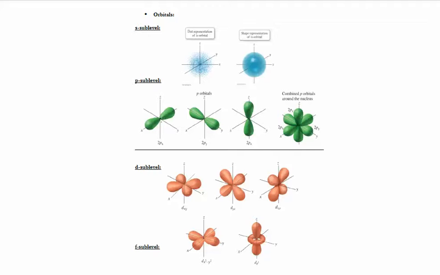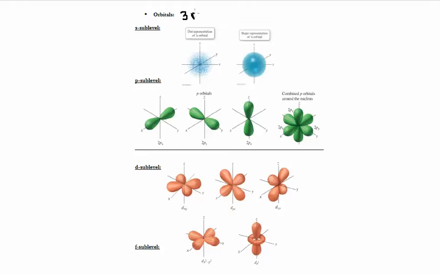For P, for example, they're most likely going to be found in this dumbbell shape, so either along the x-axis, along the y-axis, or the z-axis, and this is actually what this sublevel looks like. The green is where they're most likely going to be found. D gets even crazier with shapes, and F I don't even show you. So these letters are your sublevels, and orbitals, the official definition, is the 3D volume where electrons are most likely to be found. So I'll write that out for you.